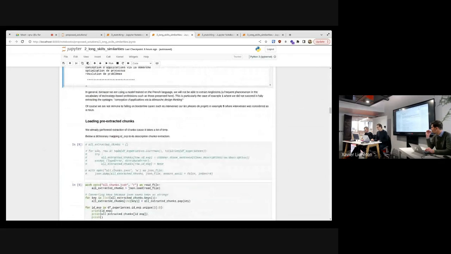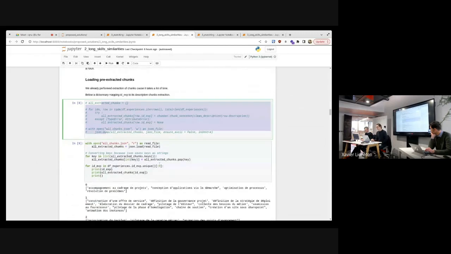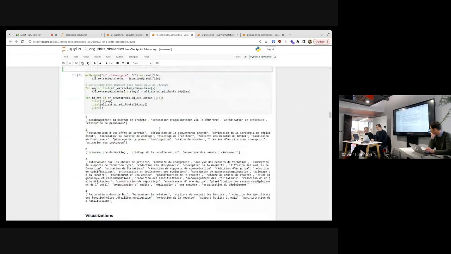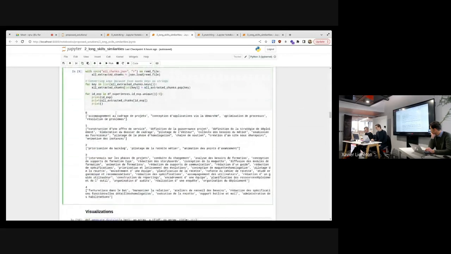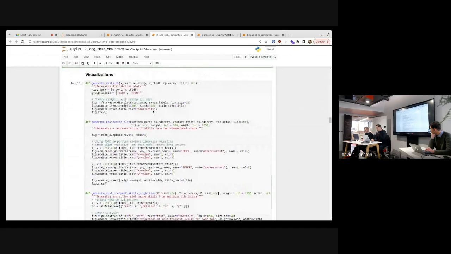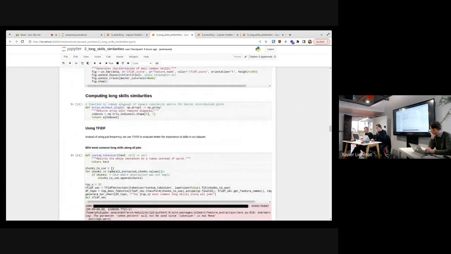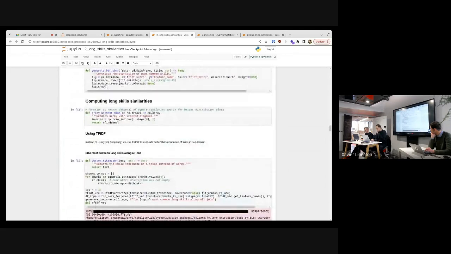Okay. So then we actually run this code, which is what generated the old chunks file that you have, which is basically running the chunk sentence from above. And that's just to load it. Okay, we have some code for visualization.